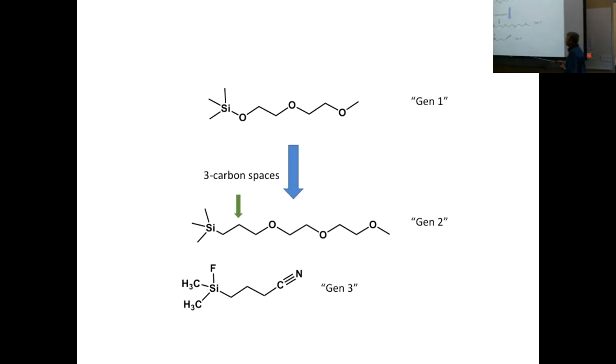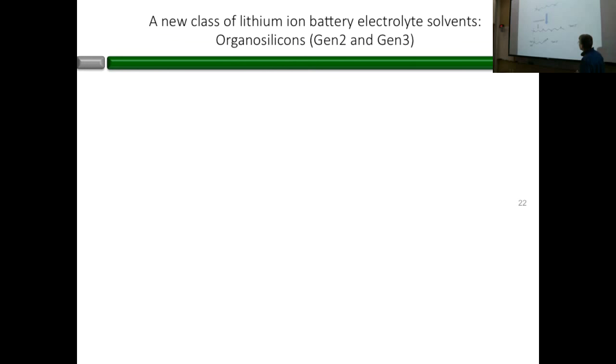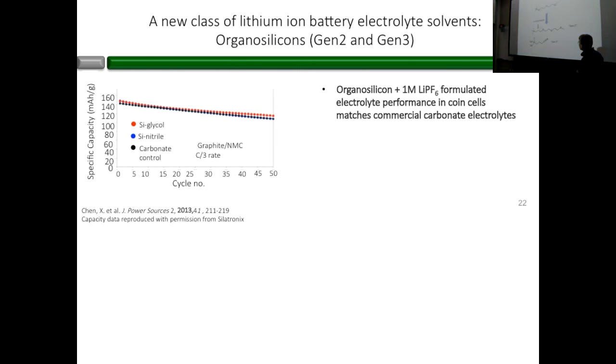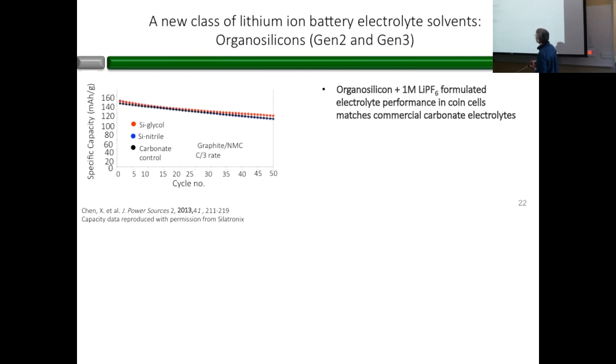Most of our recent activity has been with a slightly different version that we simply call our Gen 3 compounds, where we both introduce the spacer, which stabilizes this part of the molecule, and then introduce this nitrile group in order to complex to the lithium. So now in this case, we begin to get really good performance.